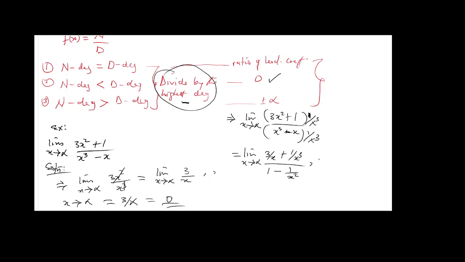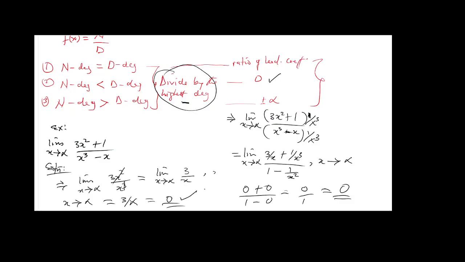So as x approaches infinity, we can now do a direct substitution. We have 3 all over infinity, which will give us 0, plus 1 all over infinity cubed will be 0, all over 1 minus 1 all over infinity squared, which is 0. So we have 0 all over 1, which is 0. So the shortcut works perfectly well.